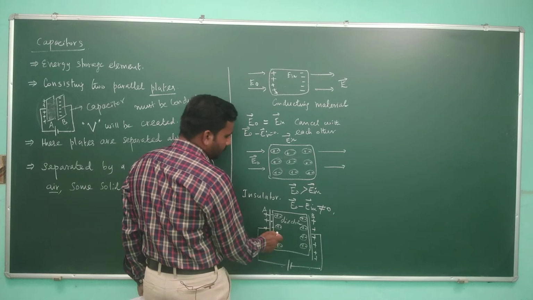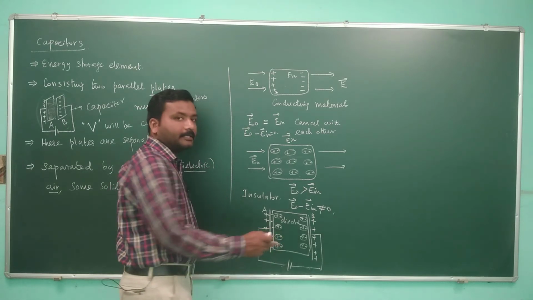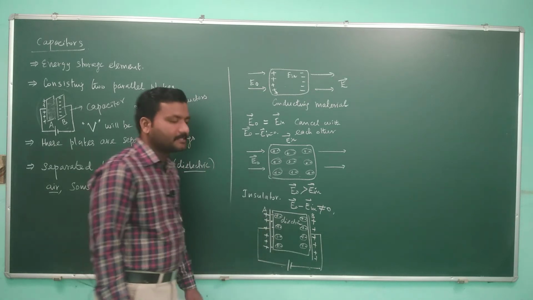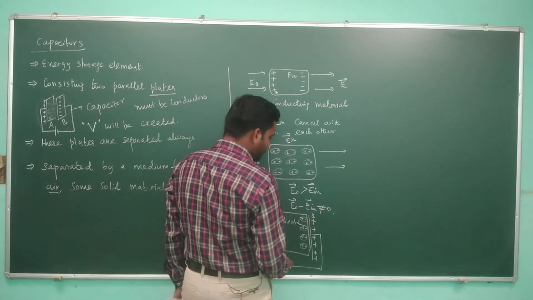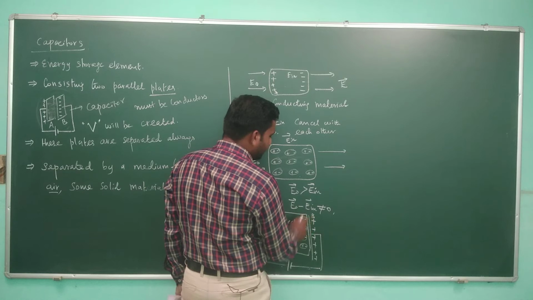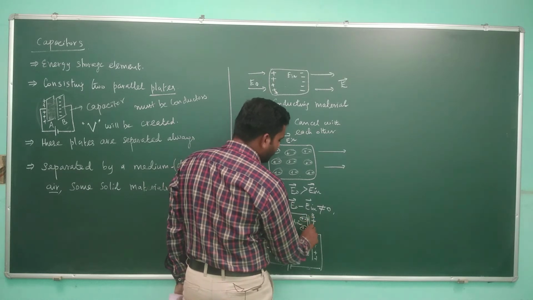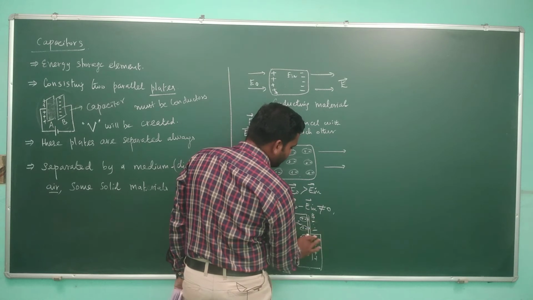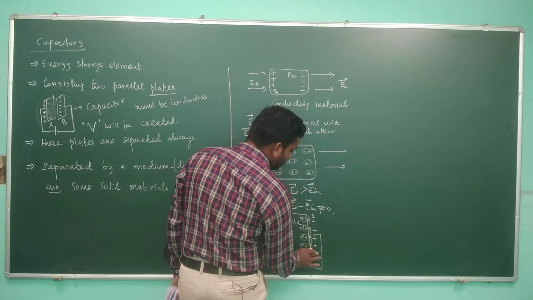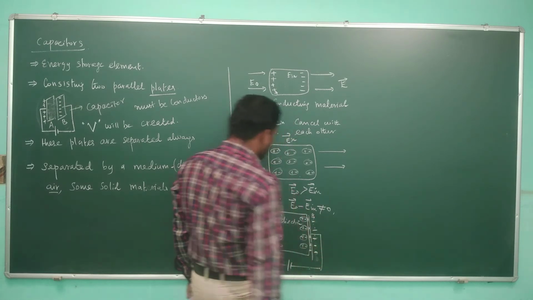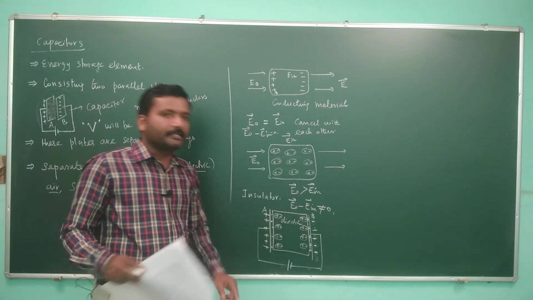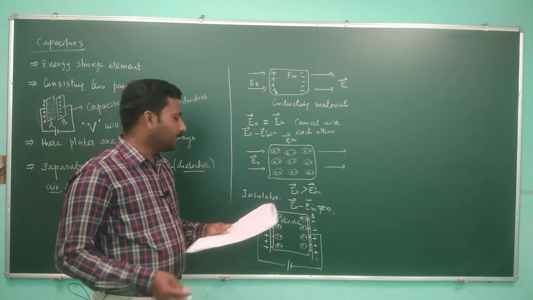To counteract for this positive charge, the inner side of the plate will have negative charge while the outer side of the plate will have positive charge, right? Here you see there is a negative, so the inner side of the plate would have a positive charge, the outer side would have negative charge. So one side positive charge, the other side negative charges will be created.